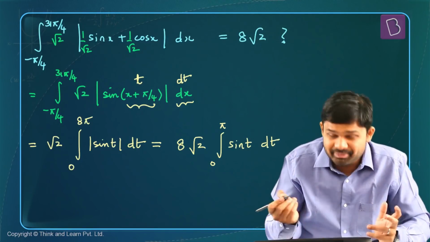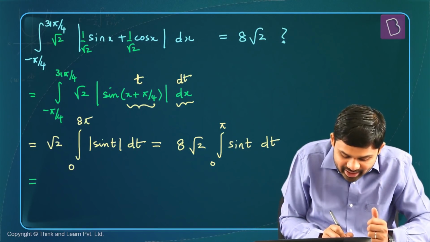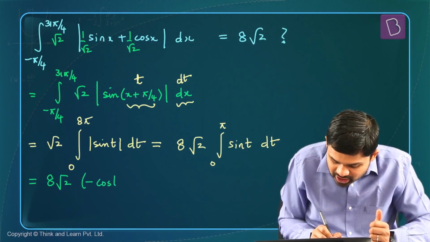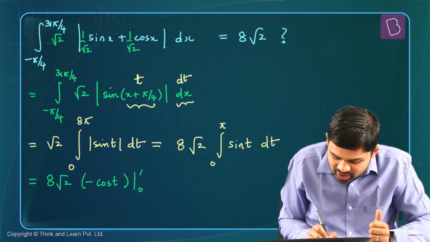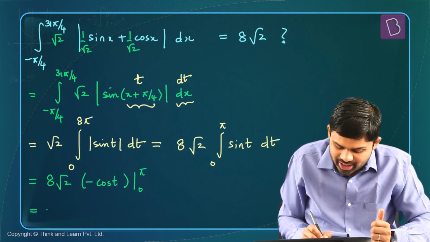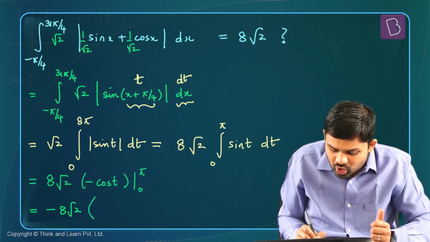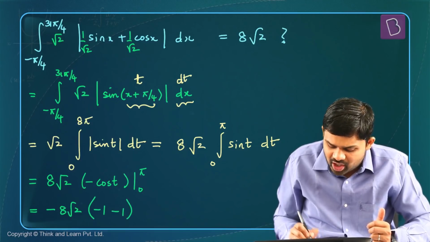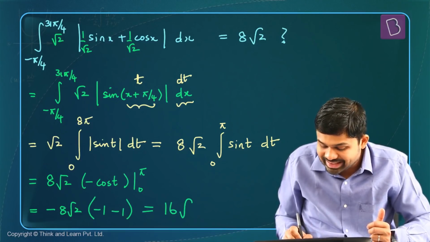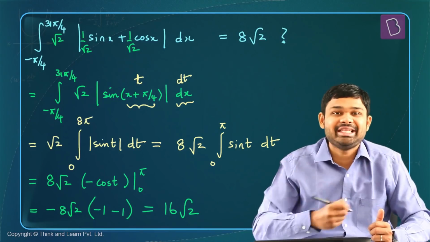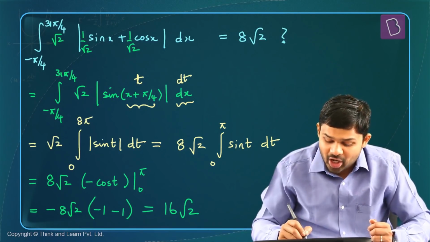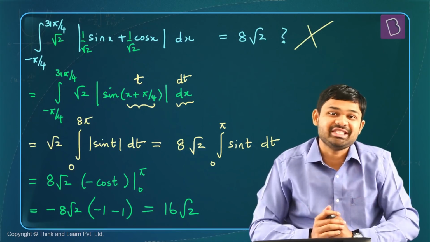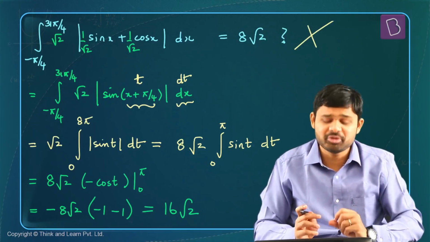So we're going to now simplify this very simple integral and write it as 8 root 2 times negative cos t evaluated between 0 and pi. So that's going to be nothing but negative 8 root 2 times cos pi, which is negative 1, minus cos 0, which is 1, gives me an answer of 16 root 2. Unfortunately, that is not what is given in option C. Option C is hence false. Options A and B were correct. Option C is false. We have one more option to look at.